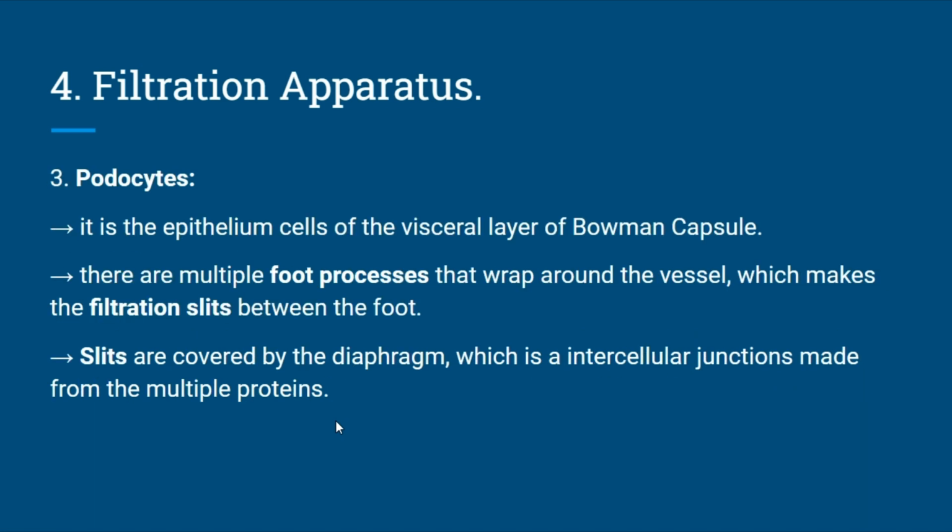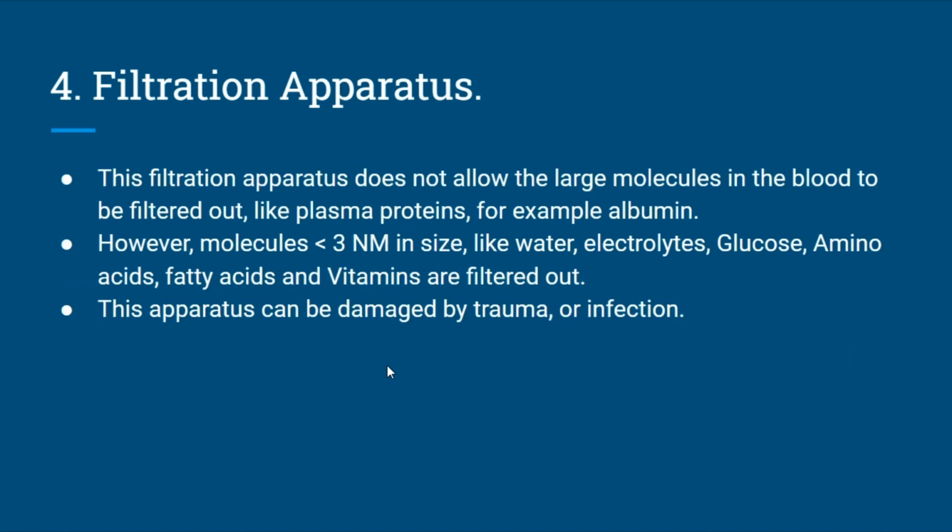And the final part of the filtration apparatus is the podocytes. These are the epithelial cells of the visceral layer of the Bowman's capsule, and there are multiple foot processes that wrap around that vessel, which makes the filtration slits between the feet. And these slits are covered by the diaphragm, which is an intercellular junction made from multiple proteins. So it goes down to very fine detail on the molecular level to make sure that the filtration is done right.